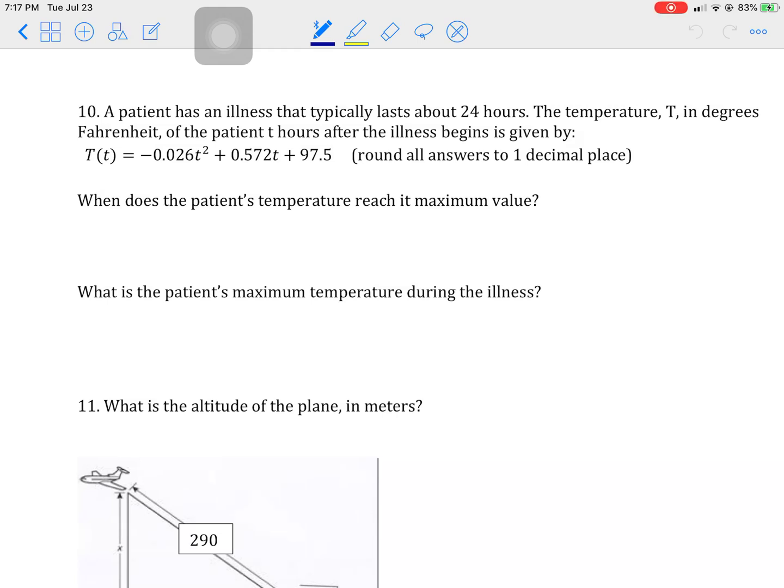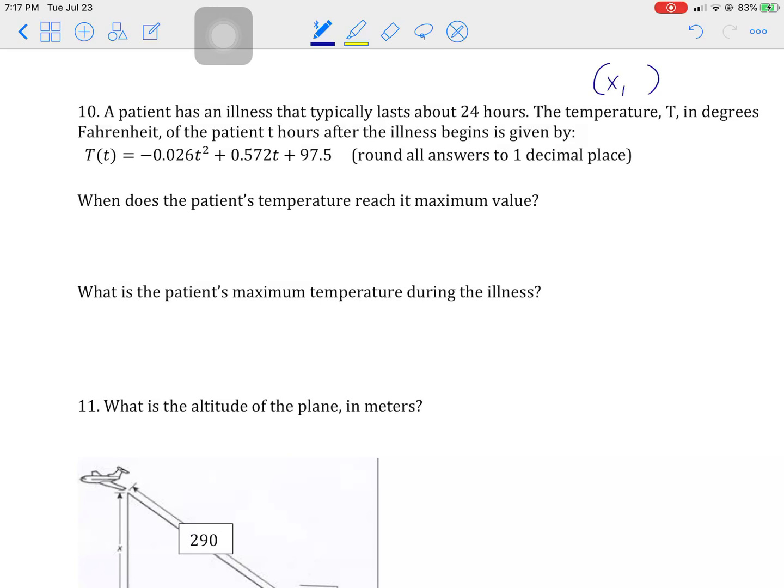All right, we are on the third page of the review for Test 4, Unit 3. All right, the patient has an illness that typically lasts about 24 hours. The temperature T in degrees Fahrenheit of the patient, t hours after illness, is given by the following. Okay, so think about it this way.